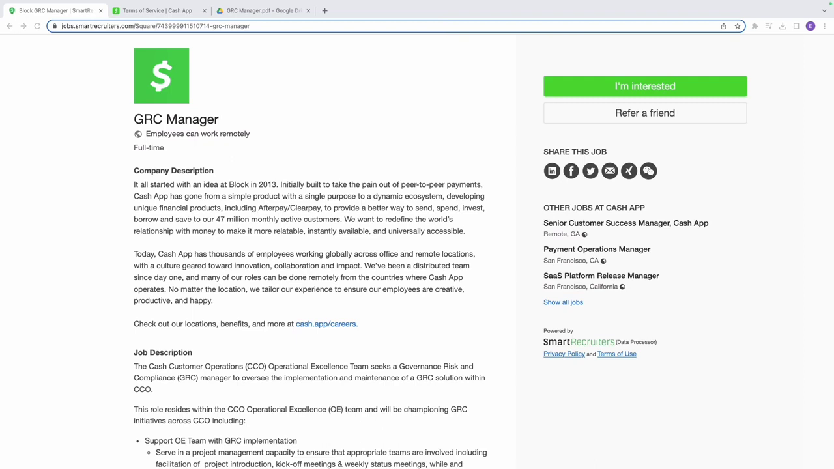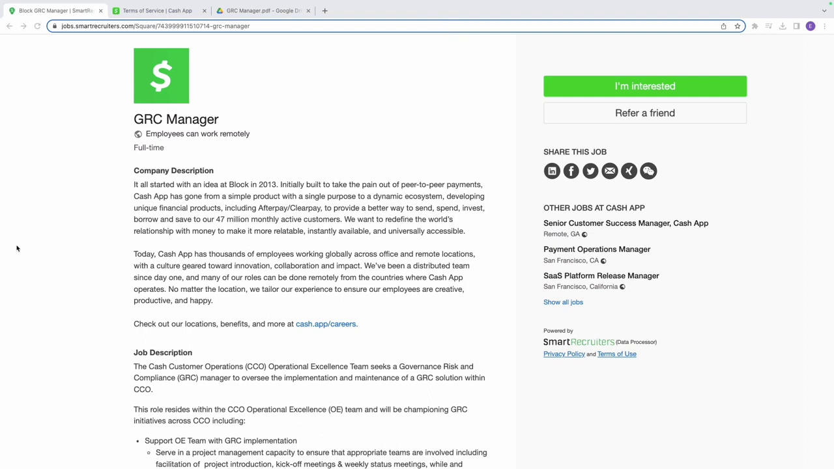Now we're looking at GRC manager. The first question is, what is a GRC manager? A GRC manager, also known as a governance, risk and compliance manager, is a professional who is responsible for overseeing and managing the organization's governance, risk management, and compliance functions. A GRC manager also plays a very critical role in ensuring that the organization operates within legal and regulatory boundaries while they effectively manage risk and align with business objectives. So that is what a GRC manager does. That is who a GRC manager is.